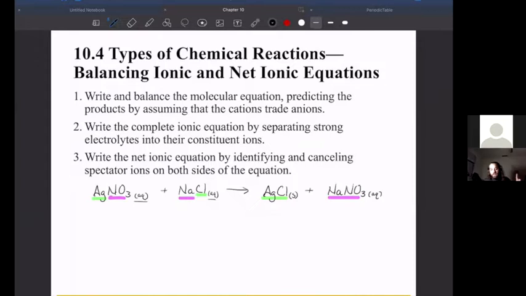So step one was I had to use the table to figure out what my subscripts are going to be. Step two is I'm going to break up all my aqueous compounds into their constituent ions. So what do I mean by that? Silver nitrate is composed of silver, a silver ion, and a nitrate ion. So when I'm writing, this will be my complete ionic equation. I'm going to take everything that's aqueous and break it up into its different components. So this and this, same with sodium, becomes the sodium ion and the chloride ion.